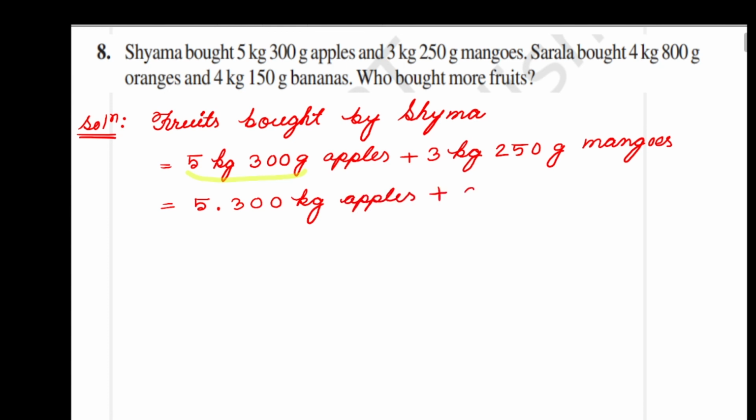And this one 3.250 kg mangoes. Okay, so when we add both the decimal numbers, we will get 8.550 kg of fruits.